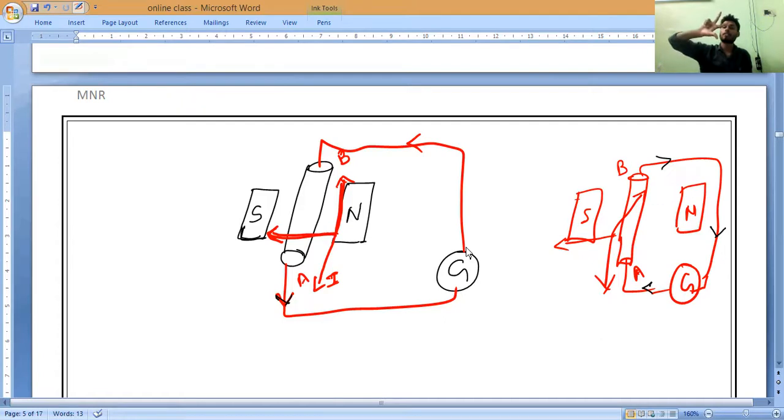Now the reversed case. Now the conductor is going downwards, the magnetic field is still acting like this. Now my middle finger is indicating upward, so the current is moving from A to B. Like this it is indicating. So this is the thing which you have to remember. So it is two-dimensional current. That is what you people might not be understanding.